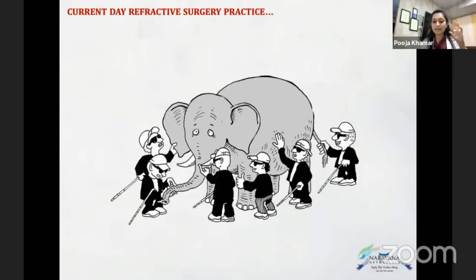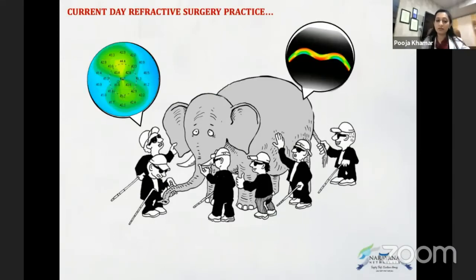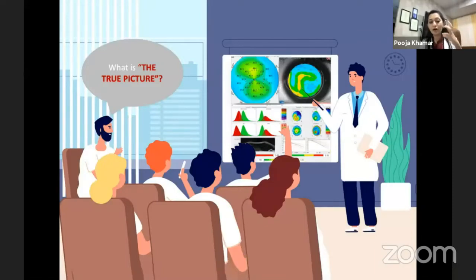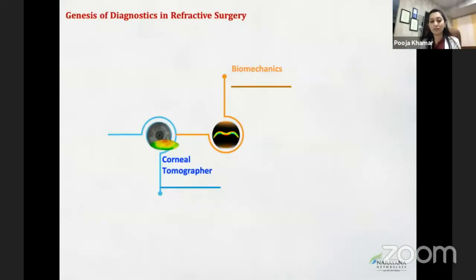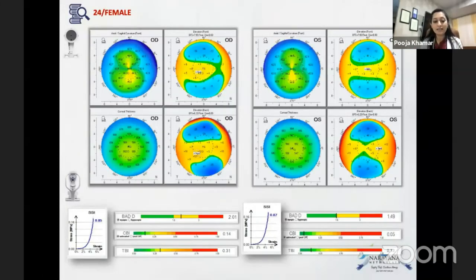It is just like the six blind men and an elephant. We are looking at either topography, or biomechanics, or two of them, and we are missing the rest. So we need to look at the complete picture and not just one parameter. I'm going to take a case-based approach to show how these indices are very good and how they can help in our practice and not demotivate us. So let's see one case example.